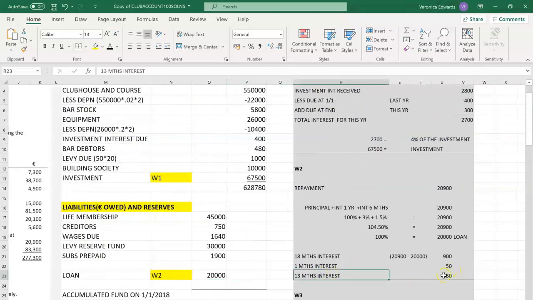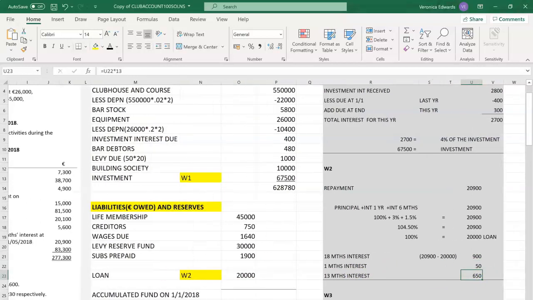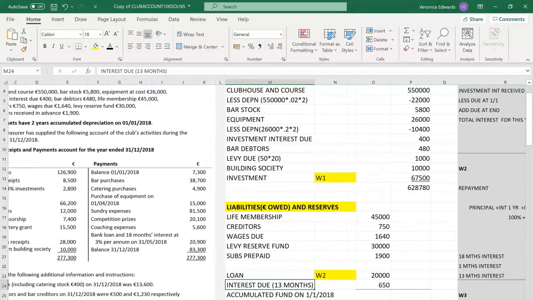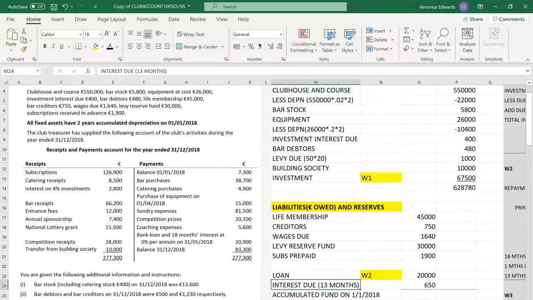So 13 months interest can be worked out by dividing by 18 and multiplying by 13, 650 euros, as you can see there on the right hand side. So we're going to put that in here as the interest that is due at the beginning of 2018. Okay, so on the 1st of January, you owed the loan and you owed 13 months interest. Now, we just need to check to see whether or not we're missing anything else in terms of liabilities that would have been there at the beginning of the year.